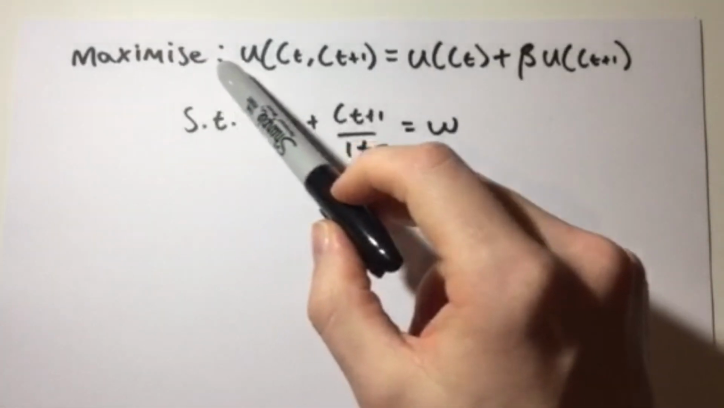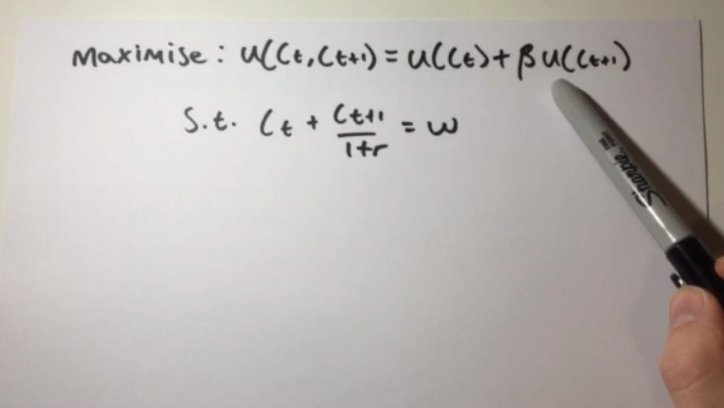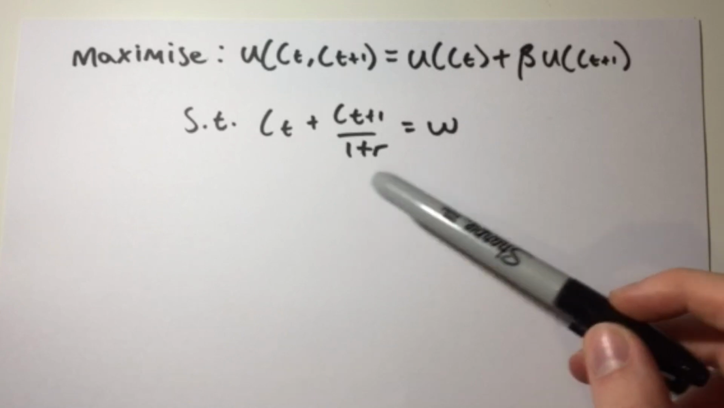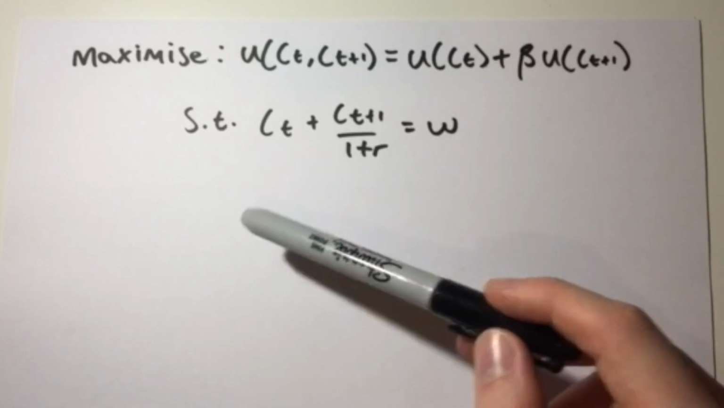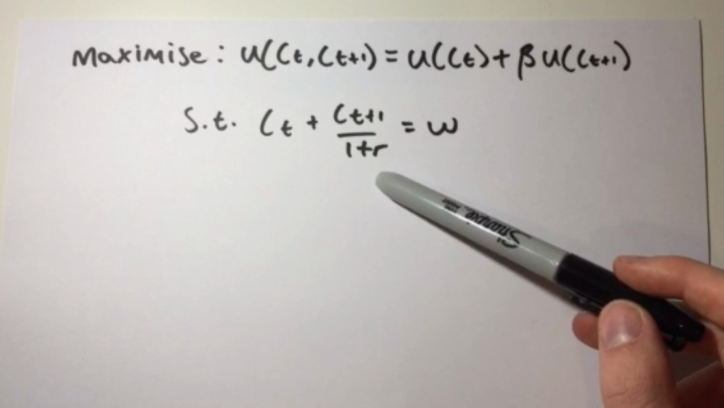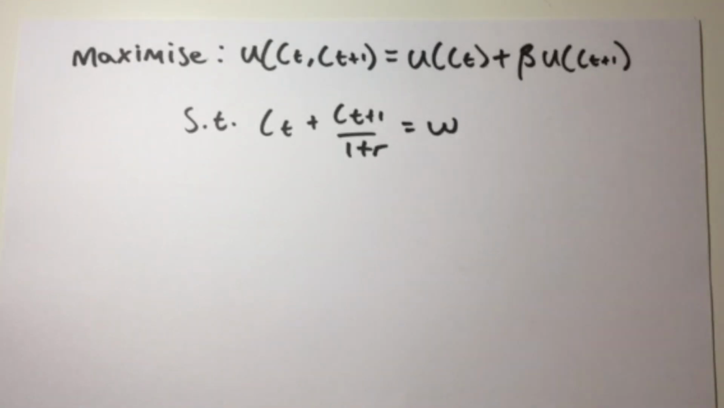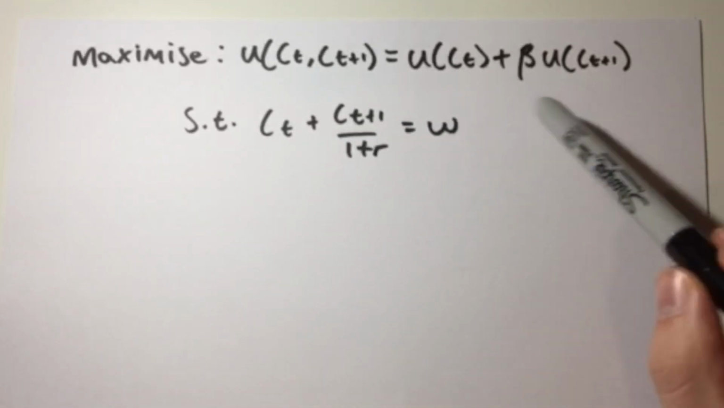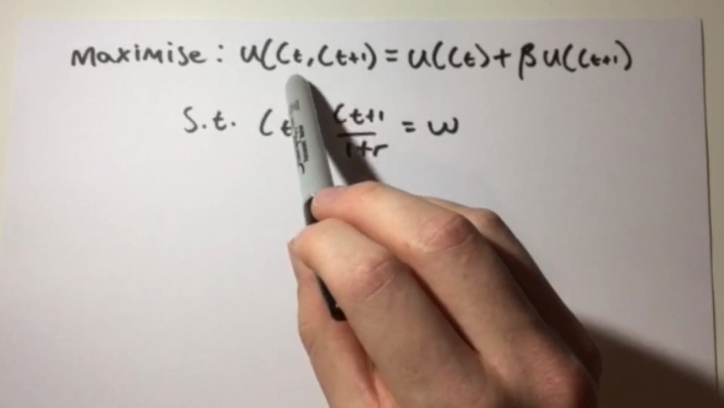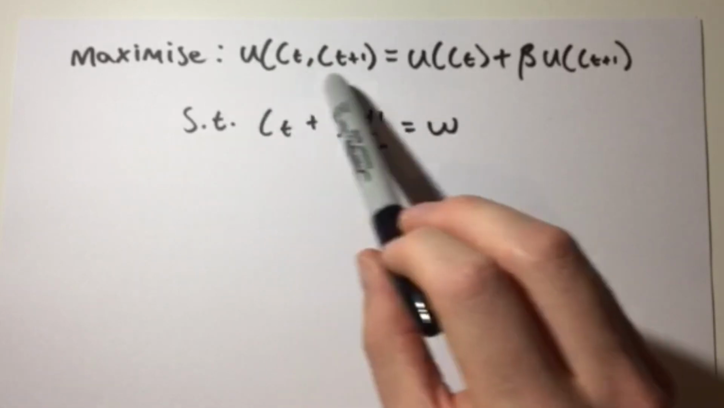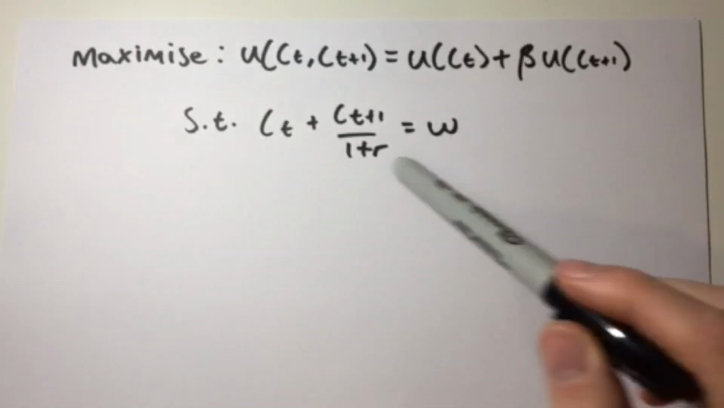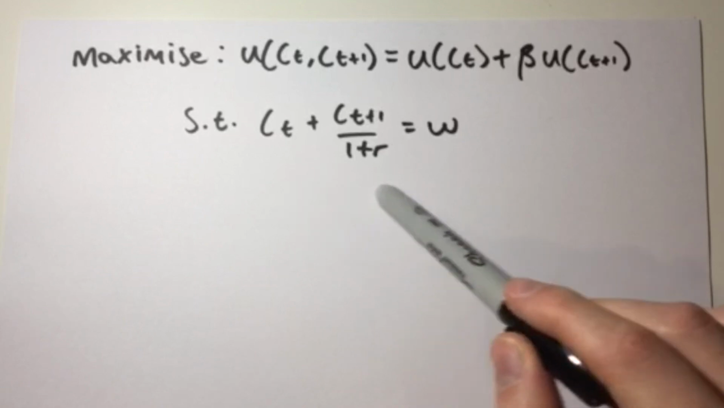So we have our utility function over the two periods here that we talked about earlier, and we have our budget constraint here. Consumption in the first period plus consumption in the second period discounted by the interest rate equals lifetime wealth. So our consumers want to maximize this function here. They want utility from consumption in period 1 and period 2 to be as high as possible. So they want to consume as much as they can to get utility from that consumption. However, they're limited in how much they consume by this constraint here.